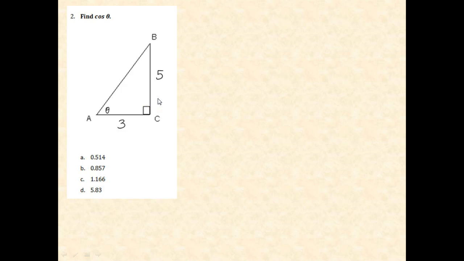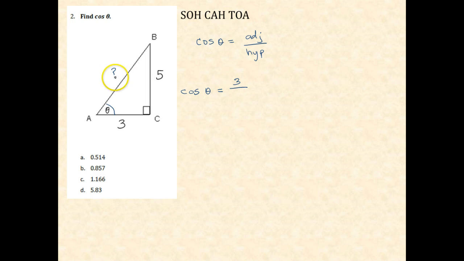Alright, find cosine of theta. Well, what is cosine? Cosine is the adjacent side over the hypotenuse. So we're going to use this picture. Cosine of theta equals, so here's theta. What side is adjacent to it? The 3 is adjacent to it. So it's going to be 3 over the hypotenuse. But what is the length of the hypotenuse?